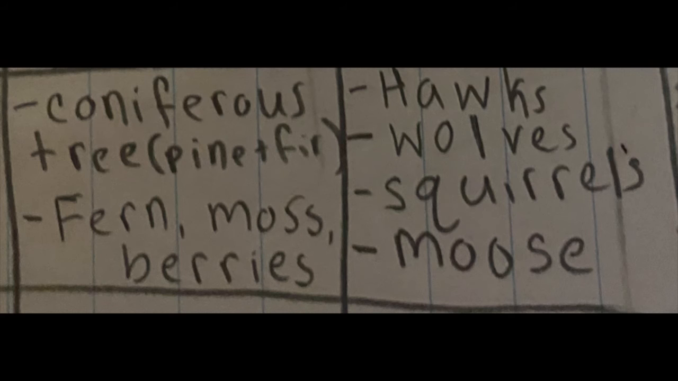We are now going to update our taiga row in our journals. We are going to add the living factors of plants and animals. The plants that we see in a taiga environment include coniferous trees like pine and fir, and plants like fern, moss, and berries. The animals include hawks, wolves, squirrels, and moose. You will now have 2 minutes to add that into your taiga row on page 33.